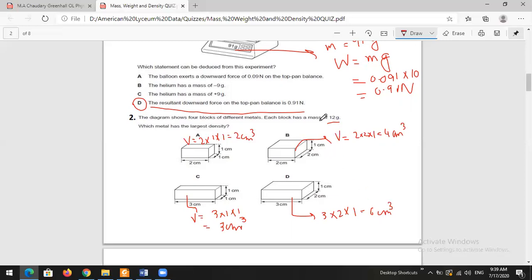As we know that mass is the same for all of these blocks, the largest density will have the lowest volume. So which block has the lowest volume? This one. That is why option A is correct. Clear? Because density is equal to mass over volume. So to achieve the largest density, the volume should be minimum. So in option A the volume is minimum. That is why option A is selected.